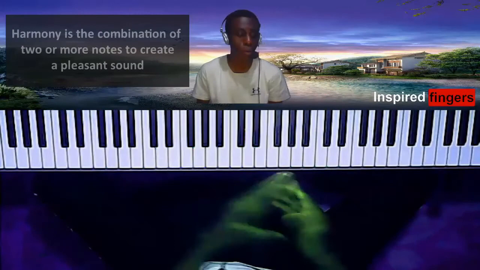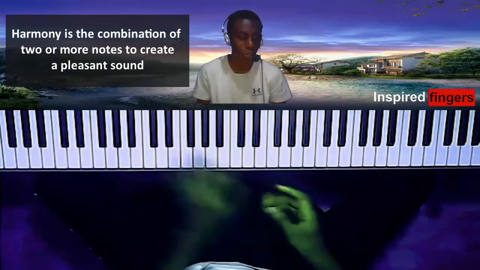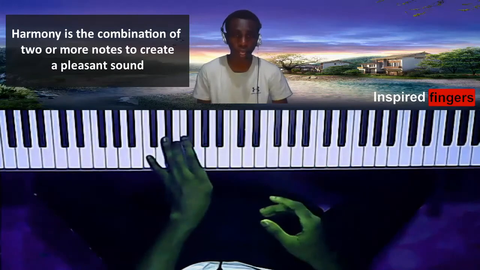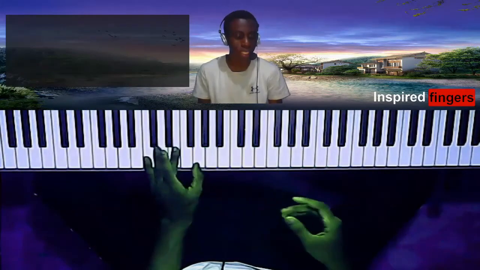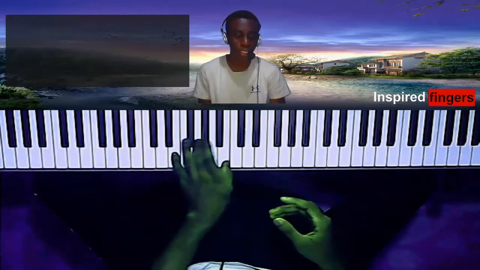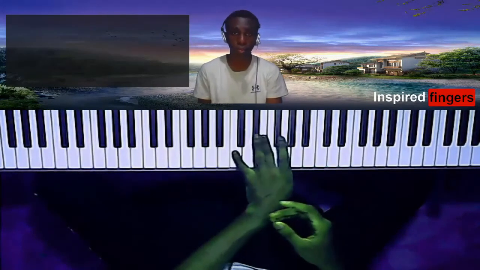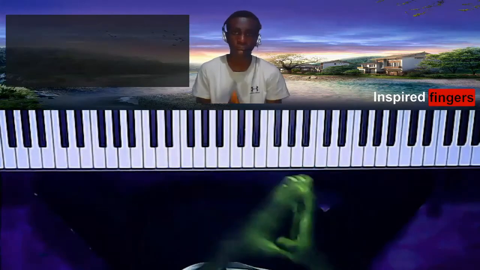And finally, harmony. Harmony has to do with a combination of two or more notes being held down together or played together as a unit. So this is a harmony, another one, and just like that. And there's this thing harmony does for us.